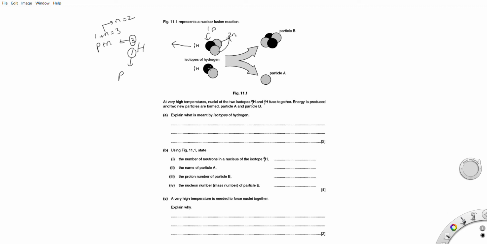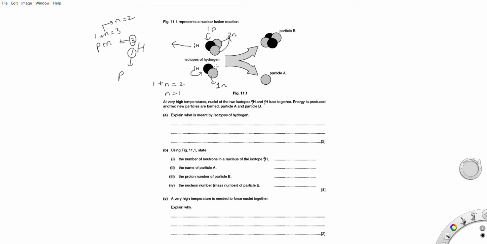Fine. Then the other isotope of hydrogen is 1H2. This means I have one proton, and by similar calculations 1 plus n equals 2, so n would be 1. This represents 1 neutron. So when these two nuclei fuse together, what I am having is particle B.